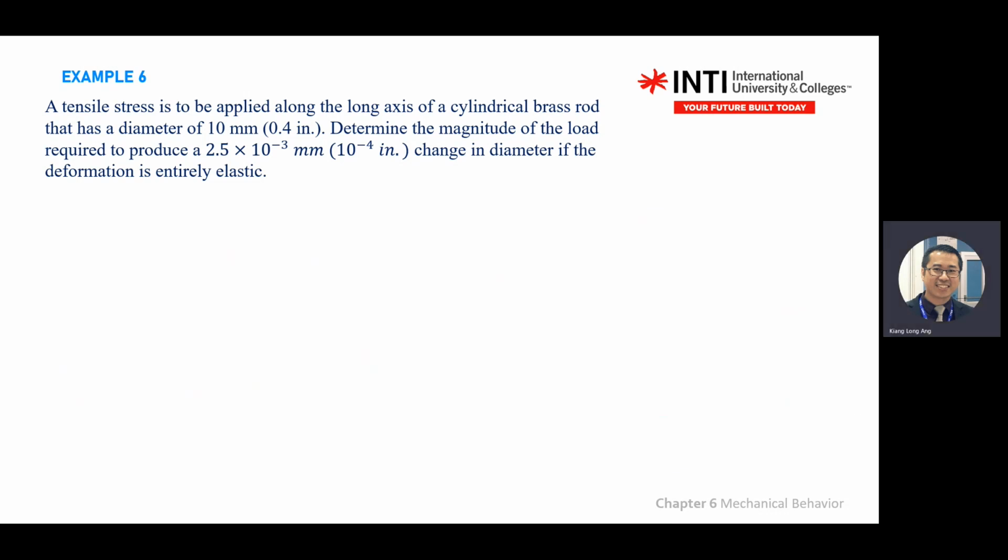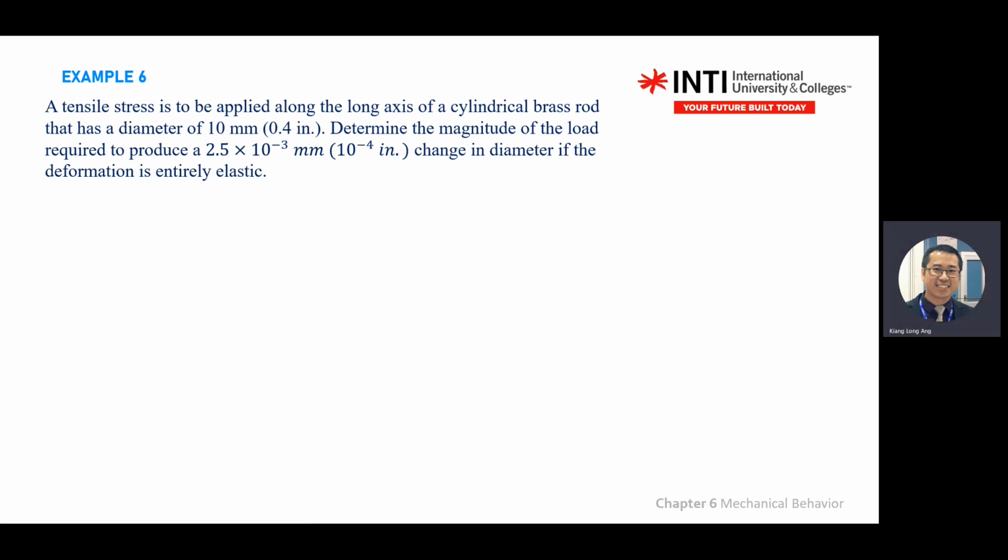Before you look at the diagram, you have a tensile stress. We apply along the long axis, the longitudinal axis, on the cylindrical brass rod with a diameter of 4 mm. In the question, normally we won't give you any diagram, so you need to draw. So you have a rod and tensile stress. Tensile means the force acting outside at both ends, pulling outside. Determine the magnitude of the load required, the F here, to produce 2.5 10⁻³ mm change in diameter if the deformation is entirely elastic.